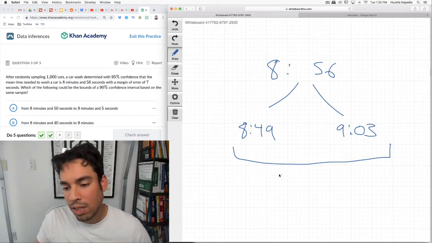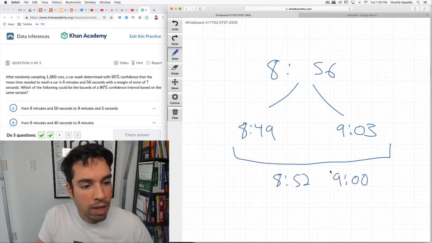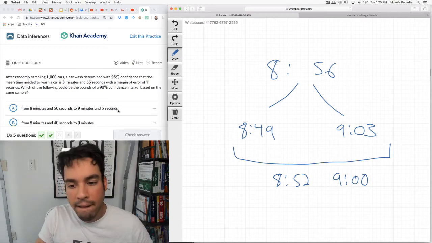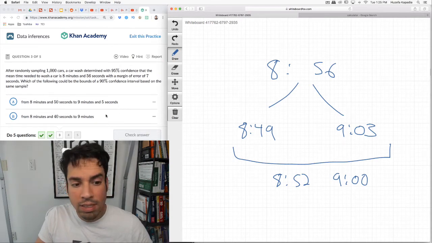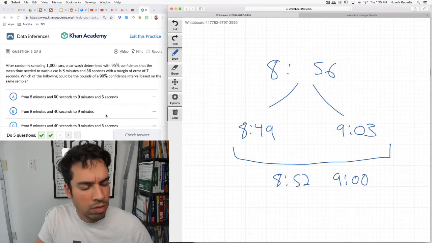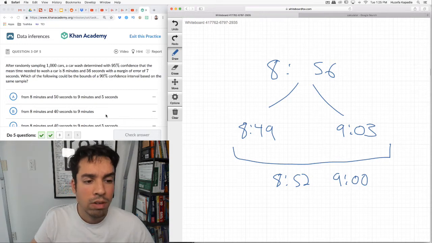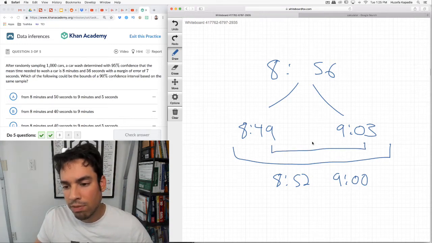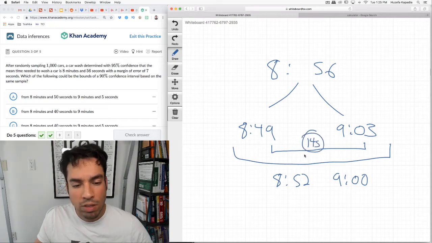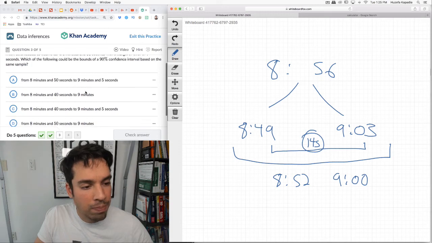So maybe I'm thinking, I don't know, 8:52 to 9 minutes, just a random guess. And see, this is out because, no. Yeah, this is a bigger gap. That's like 29 seconds versus here we've got a 14-second gap. So it should be smaller than 14 seconds. This is a 15-second gap up top.